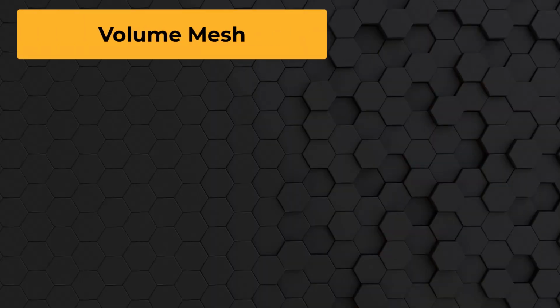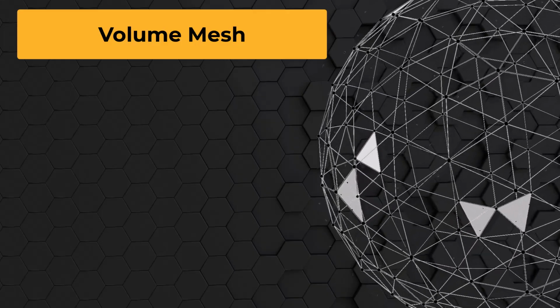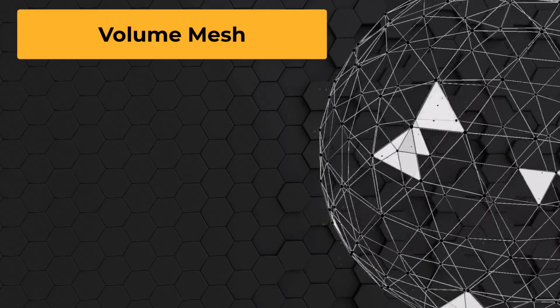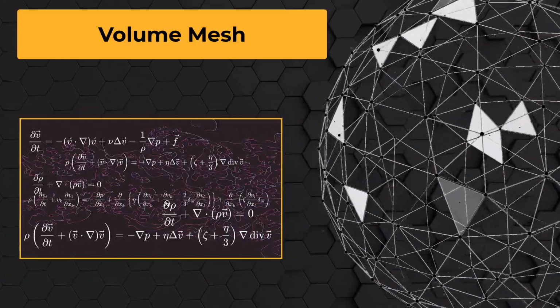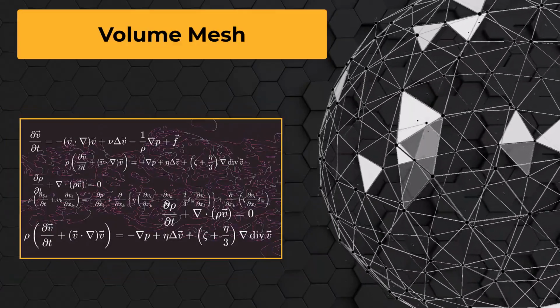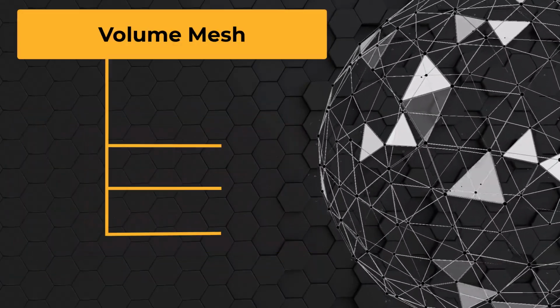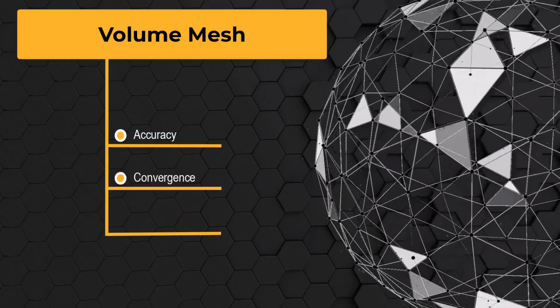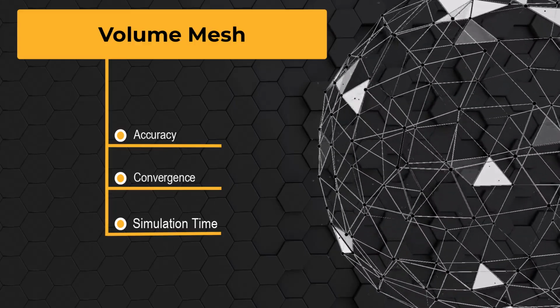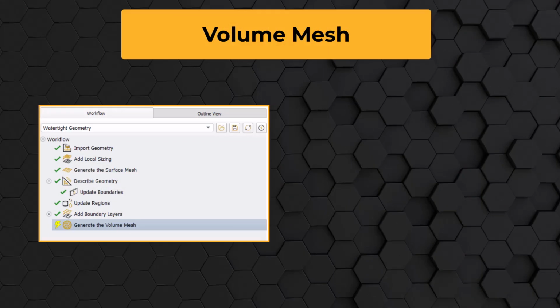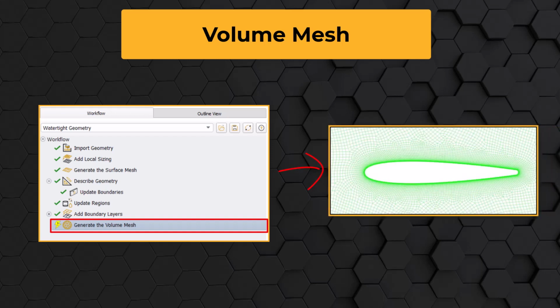Volume mesh generation is the process of discretizing or representing a computational model using a large number of discrete volumes or cells, within which the governing equations are solved. Extreme care needs to be taken during this process, as the volume mesh has a significant influence not only on the accuracy and convergence of the solution, but also on the total simulation time. To generate the volume mesh, there is a dedicated task in the Watertight Geometry workflow, that is the Generate the Volume Mesh task, which can be used to define specific meshing requirements. Let us understand this task using a demo problem.